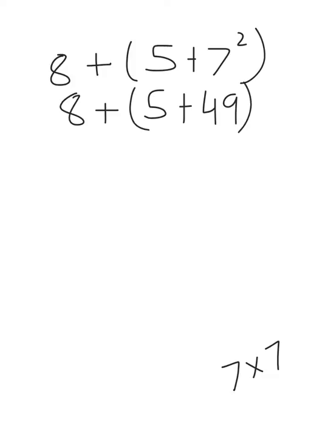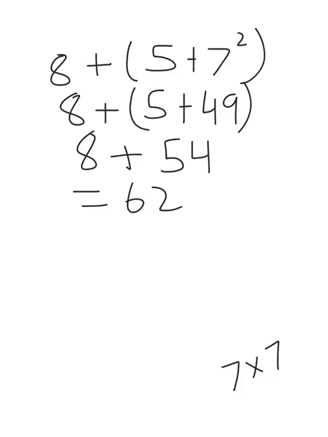Now I'm looking, there's still things in the brackets. 5 plus 49 is 54. Rewriting. 8 plus 54 is 62. That's the first example I want you to be aware of. Should help you in the next activity. I'm going to show you one more example.